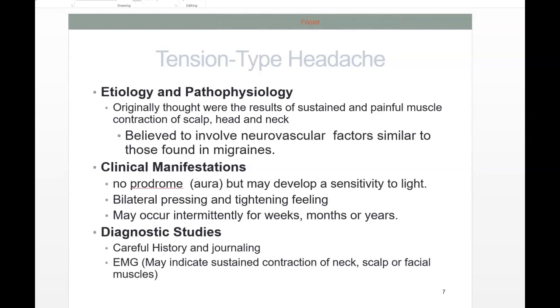The clinical manifestations: there's no prodrome or aura, which means a sensation or flashing lights or some type of hallucination that sometimes occurs prior to some types of headaches and sometimes occurs before seizures. But with a tension type headache, they may develop a sensitivity to light, they may have a bilateral pressing and tightening feeling, and it may occur intermittently for weeks, months, and even years. For diagnostic studies, they diagnose this with careful history and journaling, and they may do an EMG, which may indicate sustained contraction of neck and scalp or facial muscles.